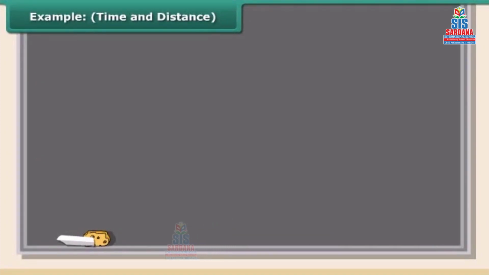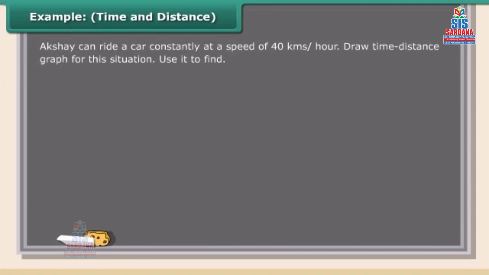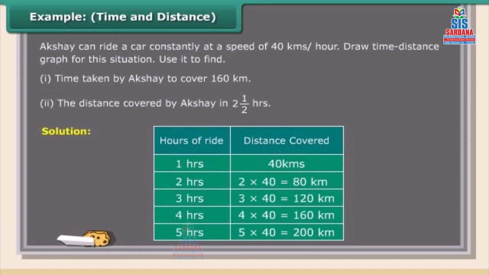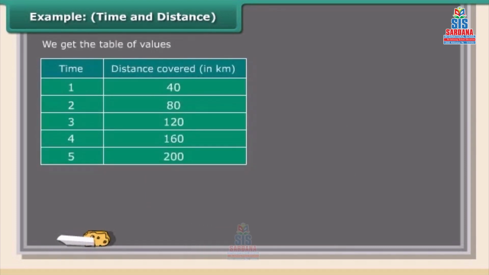Example: time and distance. Akshay can ride a car constantly at a speed of 40 km per hour. Draw a time-distance graph for this situation. Use it to find 1. Time taken by Akshay to cover 160 km. 2. The distance covered by Akshay in 2.5 hours. We get the table of values.